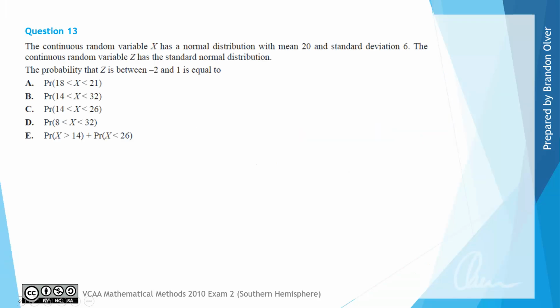So for question 13, we have a continuous random variable x with a normal distribution with a mean of 20 and a standard deviation of 6. We're also going to consider a continuous random variable z that has a standard normal distribution, so that has a mean of 0 and a standard deviation of 1. The question is that the probability that z is between -2 and 1 is equal to one of the following involving the random variable x.